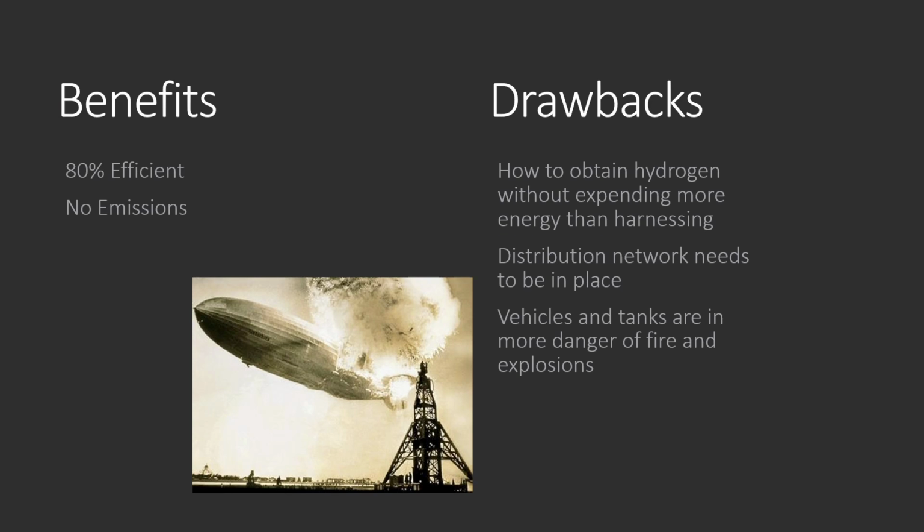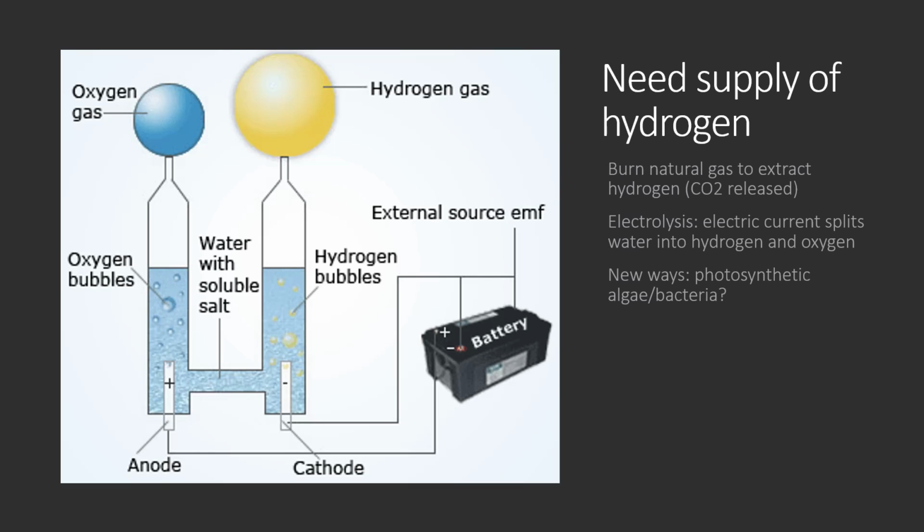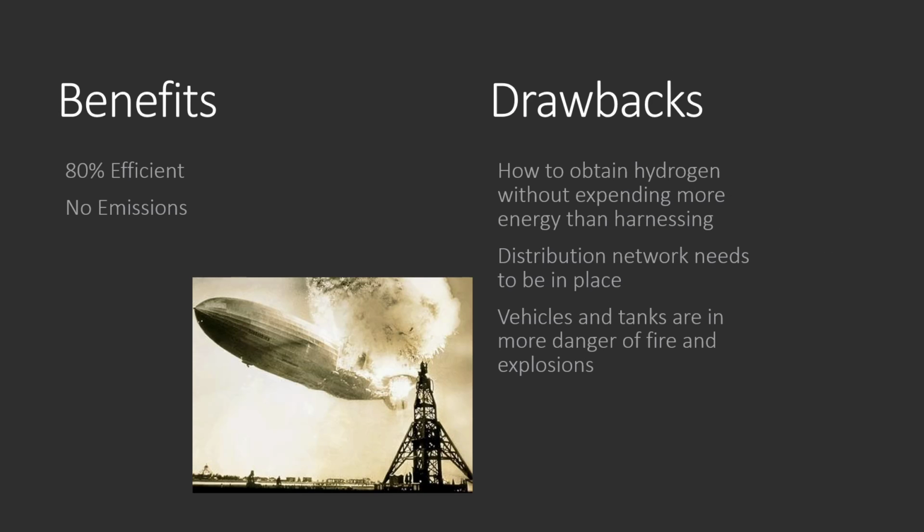So some of the benefits, it's 80% efficient. It's pretty efficient. And there are no emissions except for water, because water has to be produced. But of course, the drawbacks do exist. We talked about getting hydrogen. The idea is you have to be able to get hydrogen without expending more energy than you're going to get, because you need the OEI to be high.